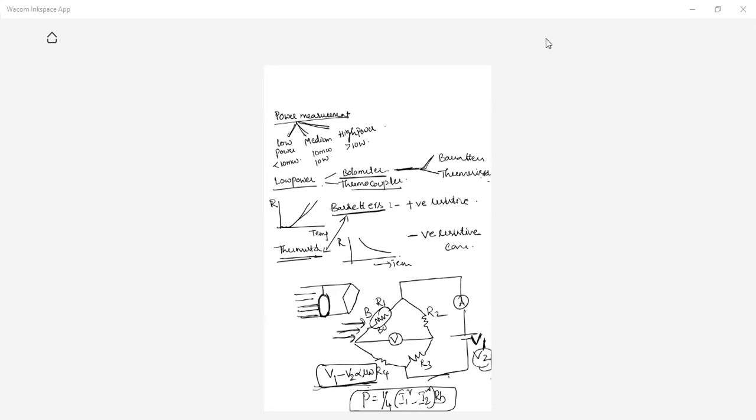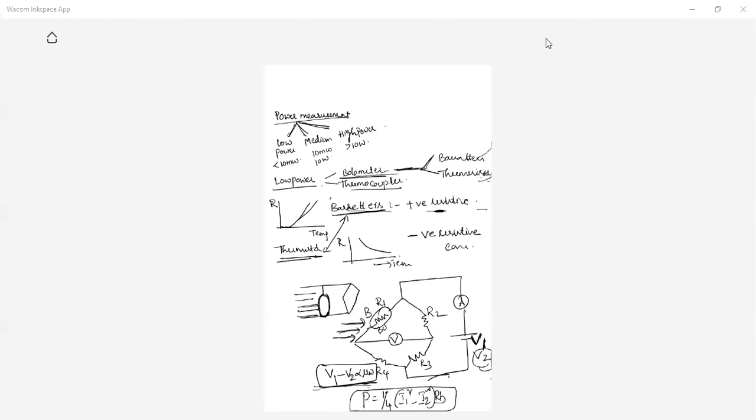Low power can be measured using the bolometer technique. For the bolometer, there are two types: either barretters or thermistors. Barretters have a positive resistive temperature coefficient, while thermistors have a negative resistive temperature coefficient.